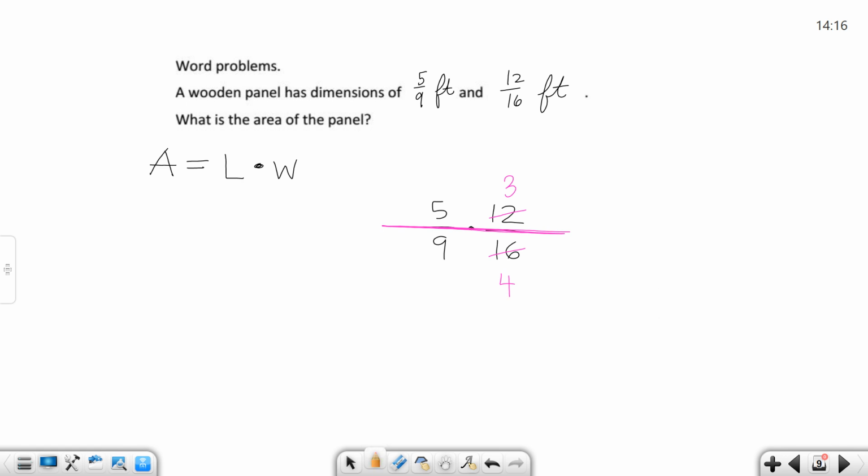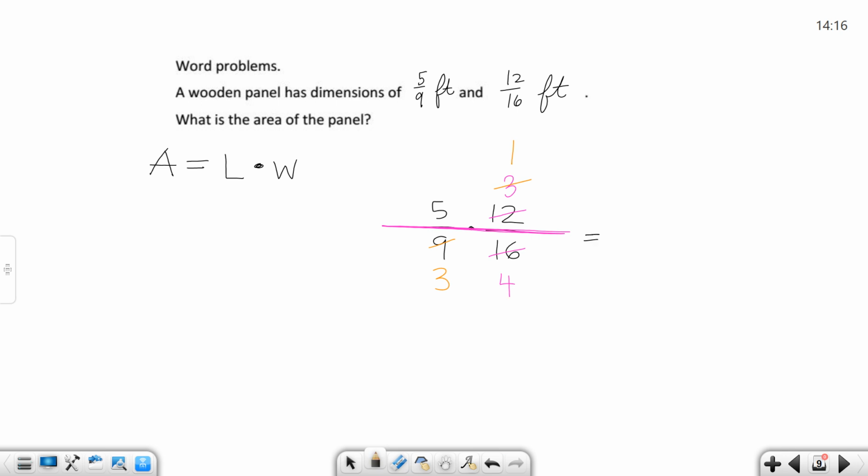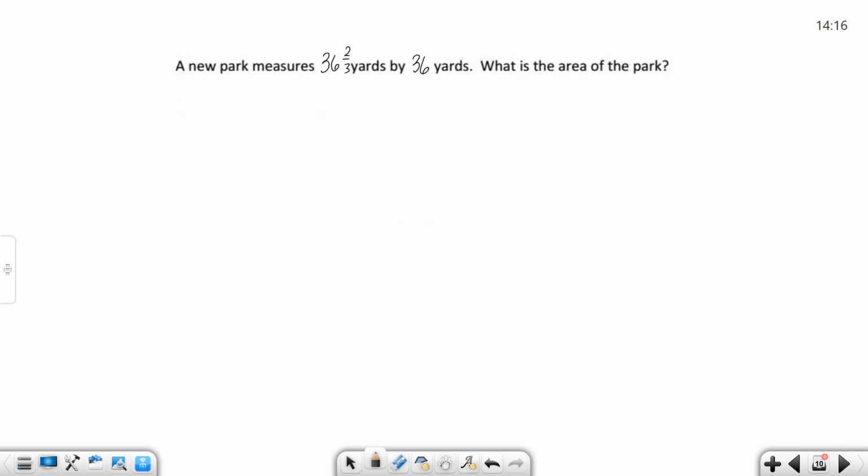Now that poor 5 up there, that doesn't go into any number, so he's just staying put. But the numbers you have left over are a 3 and a 9 and a 4. So I know that 3 and 9 also reduce. 3 goes into 3 1 time, and 3 goes into 9 3 times. So when you simplify this, you're left with a 5 times 1 in the top and a 3 times 4 in the bottom. And so this would be your answer. That's how it works.